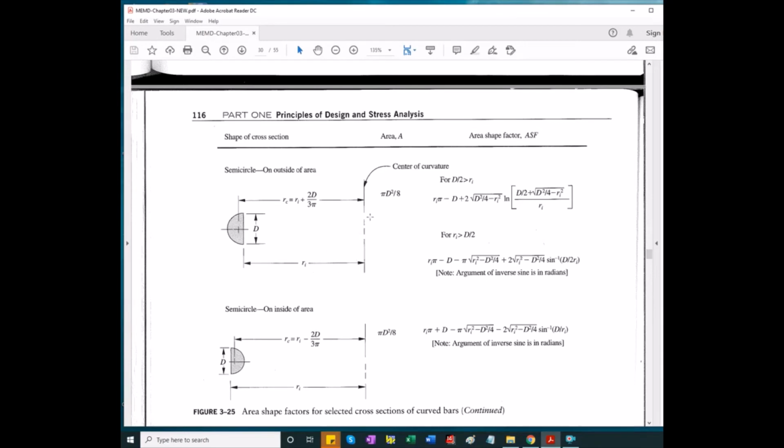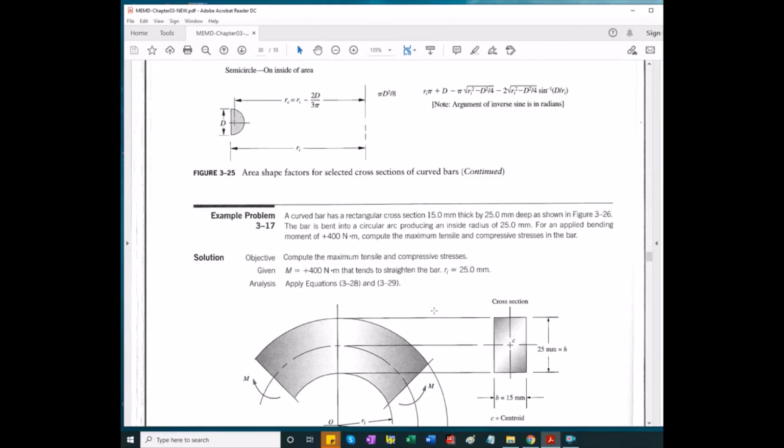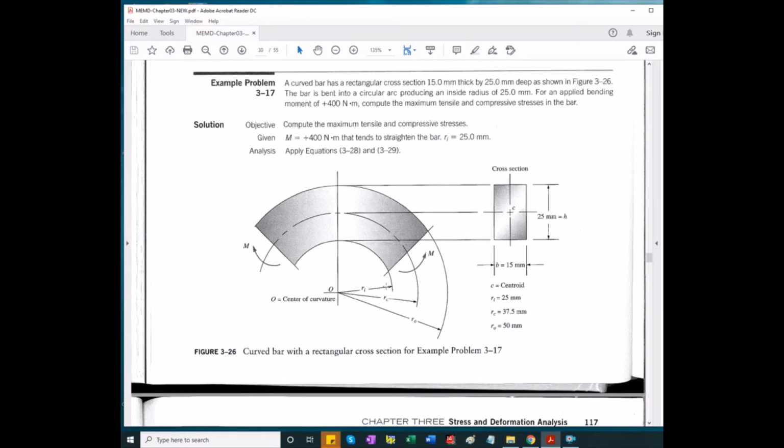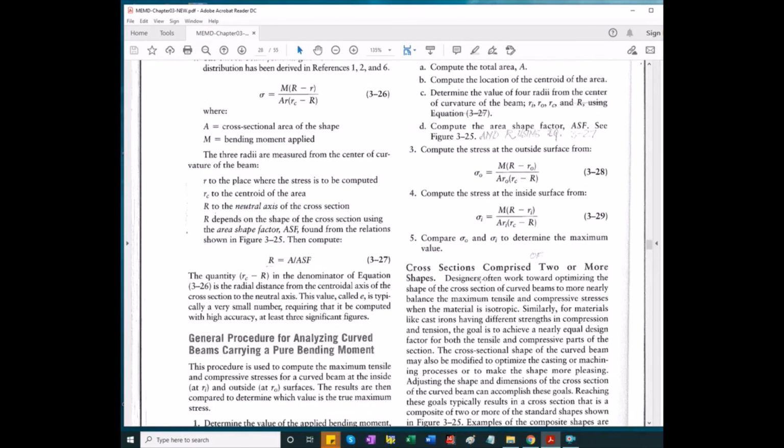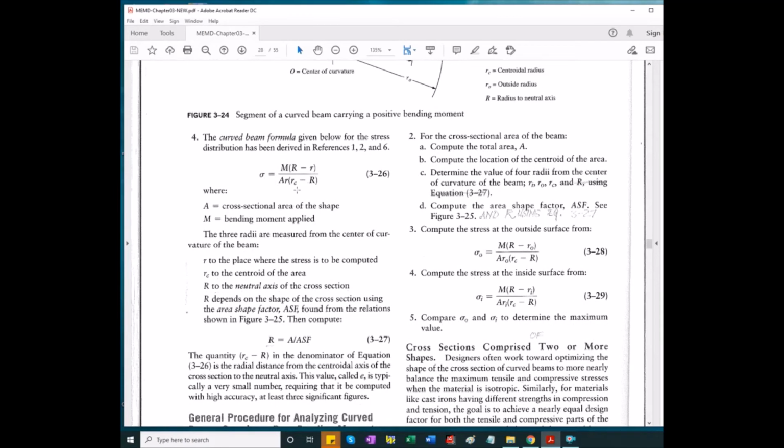So we get the area would be half the area of a disc, and then the area shape factor has different equations depending on how they compare the inner radius of the bend to the diameter of the semicircle. Okay. So again, in applying the equation that was introduced for shear stress, it's essential to identify the sign, plus or minus, of the moment.